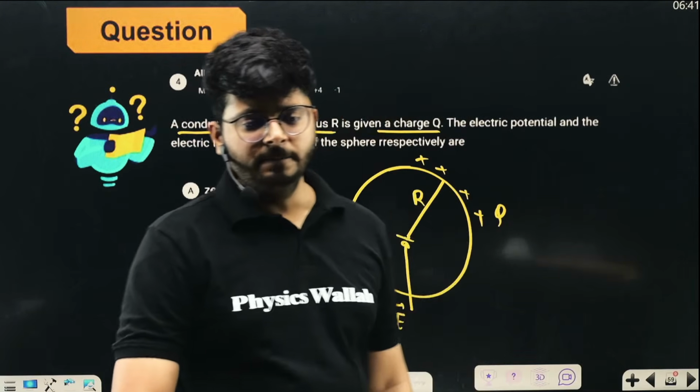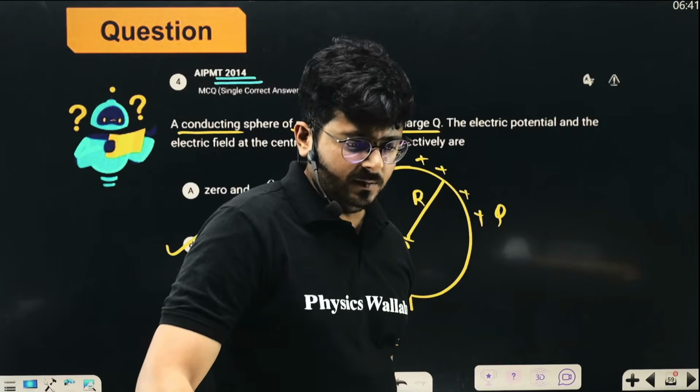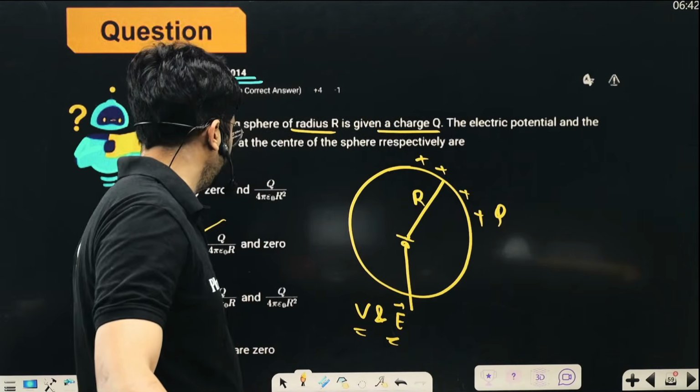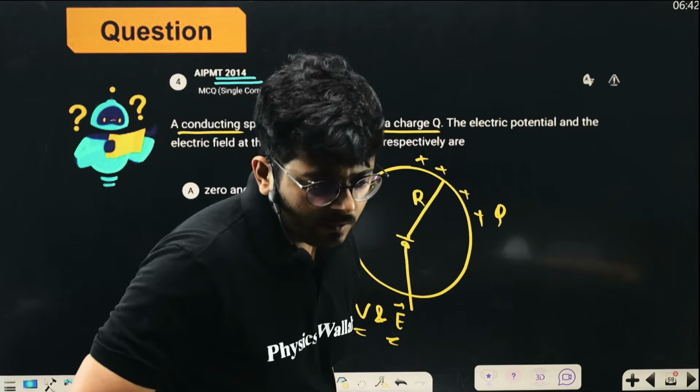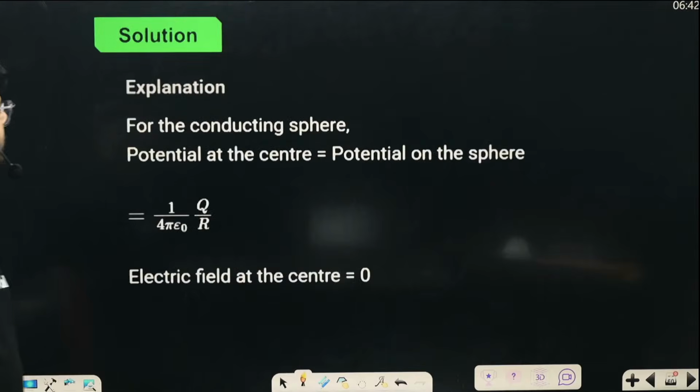I hope that it is very, very clear. All right, very simple. Option B is correct. kq by r. Yes or no? Let's move on and talk about another question.